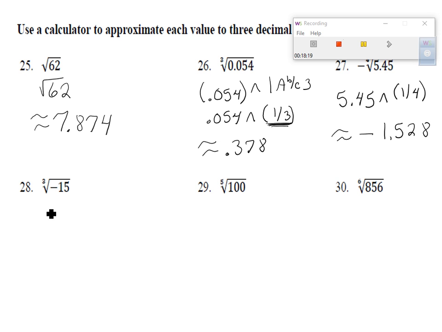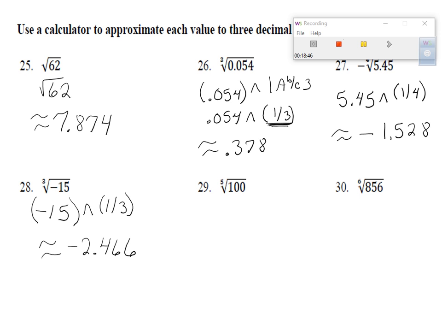To do negative 15, I'm going to go negative 15. Since it's negative, though, put it in parentheses. Caret, or y to the x, 1/3. Put that in parentheses probably. Make sure that you're right. Make sure you know how to use your calculator. If you need to, pause the video, type it in, see if we agree with that number.